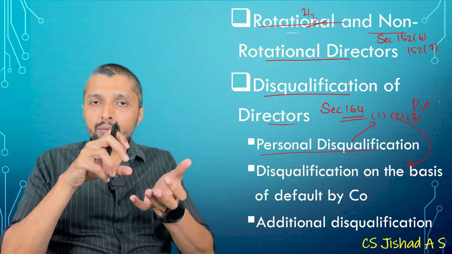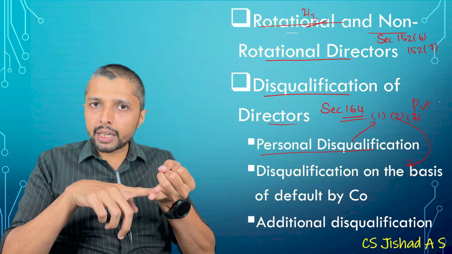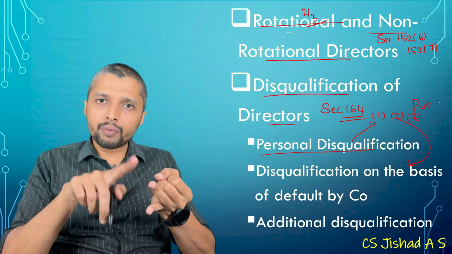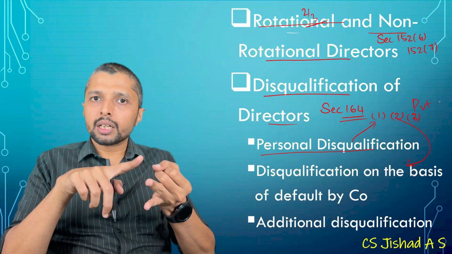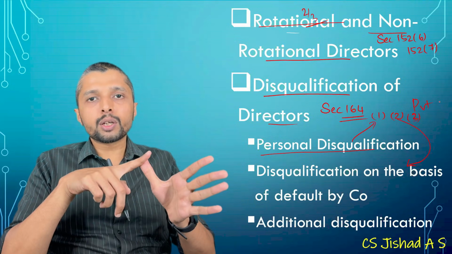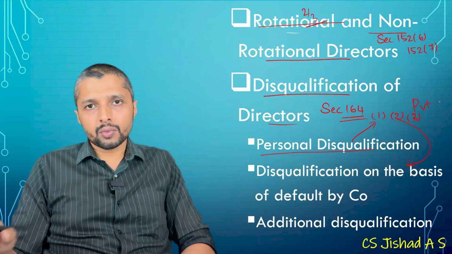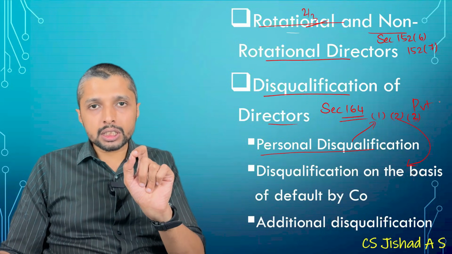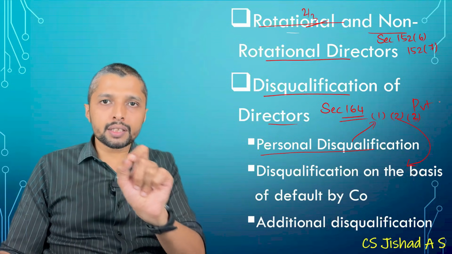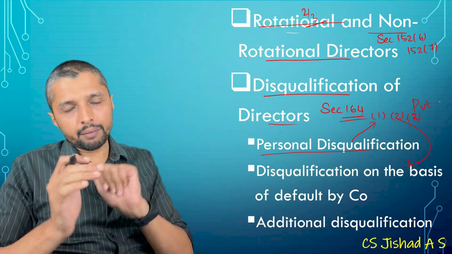On the basis of default by the company means there are certain defaults: if the company fails to file its annual return or financial statement for 3 consecutive financial years, or fails to pay interest on deposits, repay deposits, pay interest on debentures, redeem debentures, or pay a declared dividend, and the failure continues for 1 year or above. In such a case, under 164(2), the director will be disqualified from being reappointed in the same company or appointed in any other company for a period of 5 years.